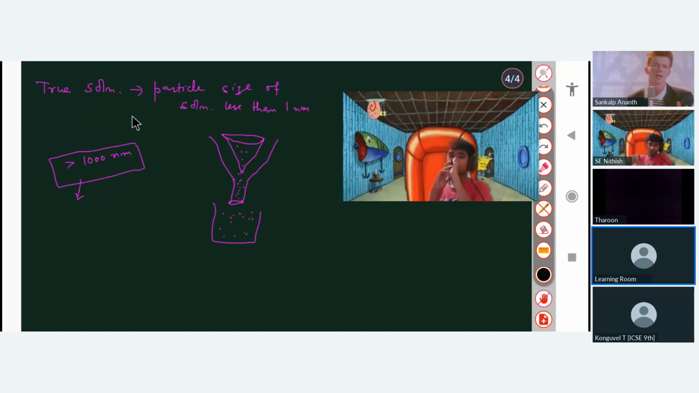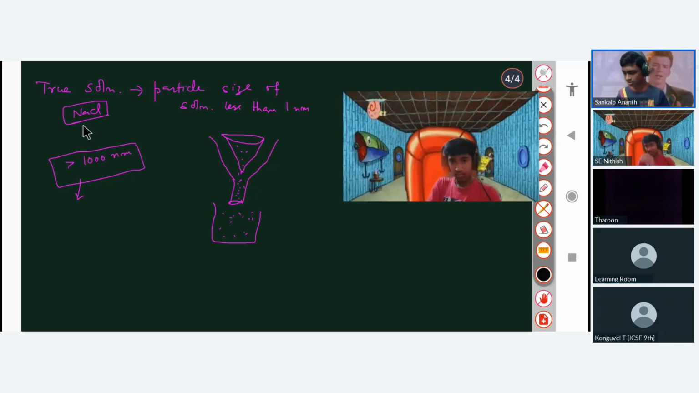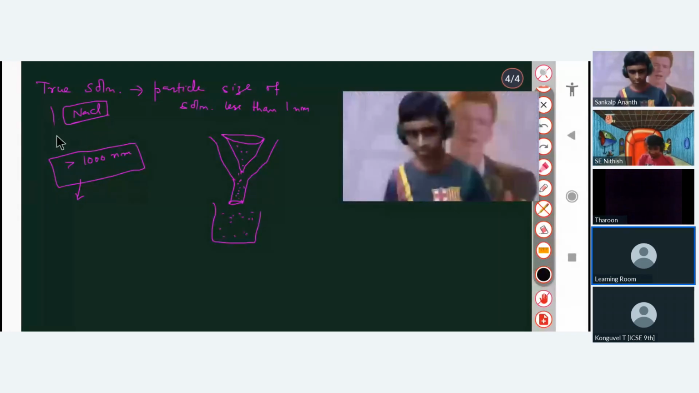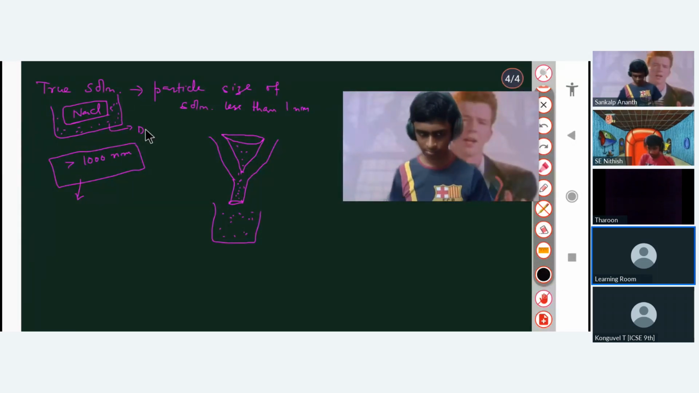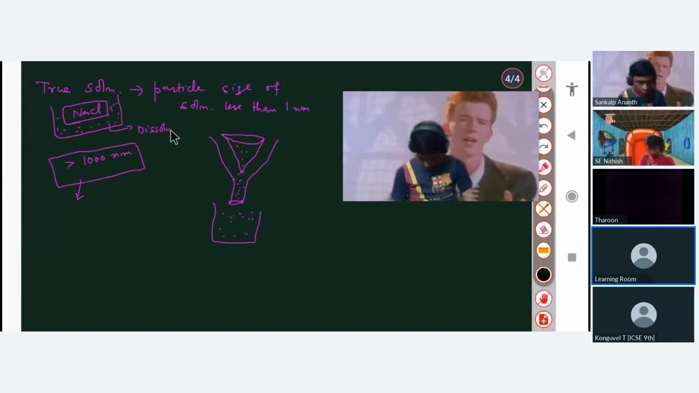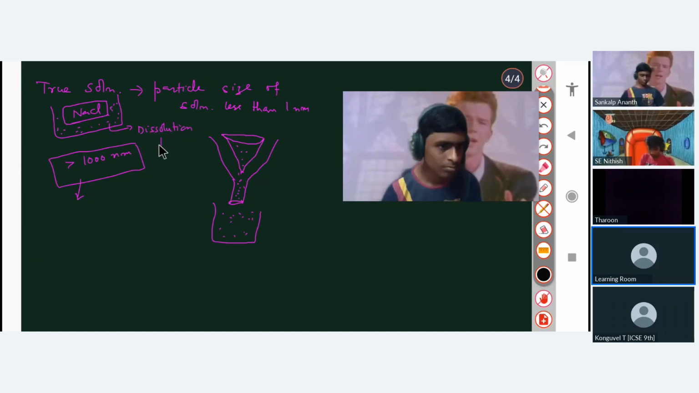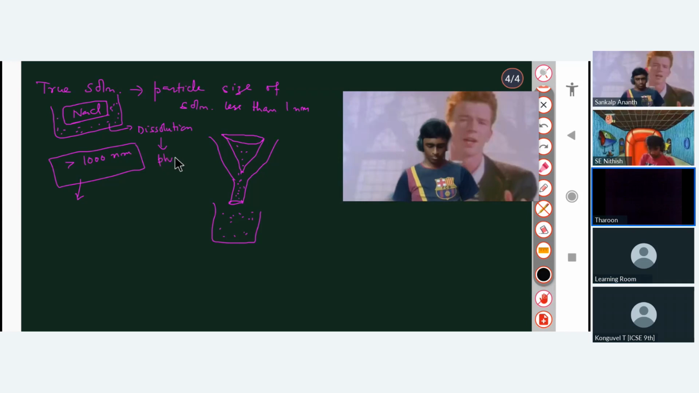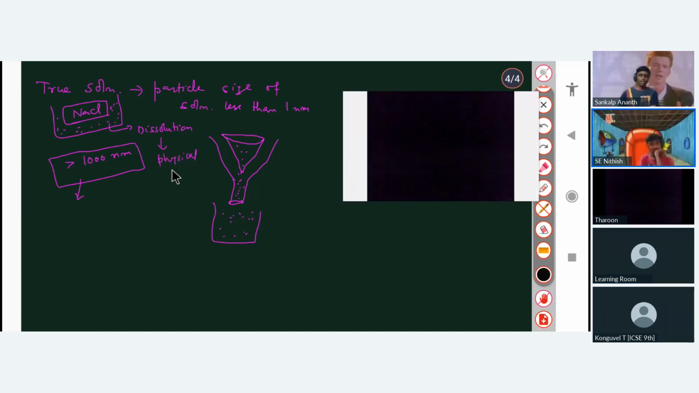See why? When you dissolve any salt in water, is it a chemical change? It just dissolves there. It is a physical change, not a chemical change. So whenever you put salt in water, you get a true solution. There isn't any chemical change here. Dissolution is a physical process. You have to remember that dissolution is a physical change.